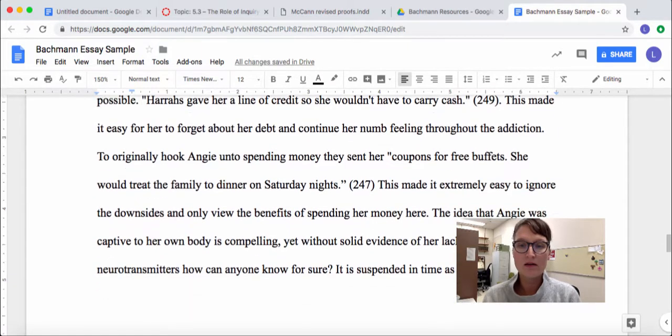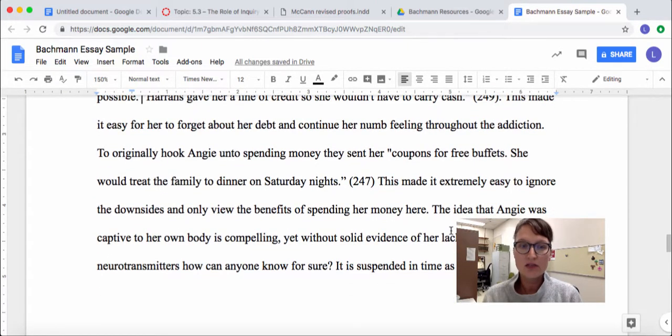And then the idea that Angie was captive to her own body is compelling. And that's an interesting way of putting it, like that she was so addicted that she was physically addicted and didn't have any control over her behavior. But I think the wording there is not very clear. The reader will not maybe quite know what you mean by captive to her own body, okay? "Yet without solid evidence of her lack of certain neurotransmitters, how can anyone know for sure? It is suspended in time as a speculation."